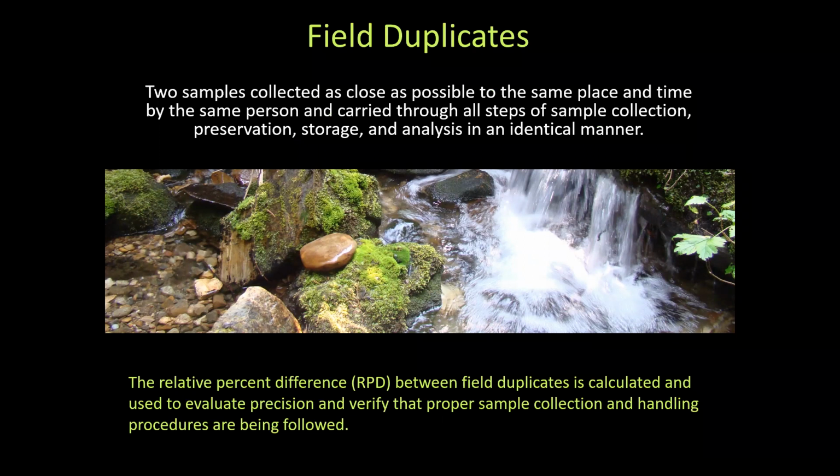So field duplicates are a common element of water quality sampling projects. Field duplicates are two samples that are collected as close as possible to the same place and time by the same person, and that are carried through all of the same steps of sample collection, preservation, storage, and analysis to ultimately produce two identical samples. And those samples are then submitted to the lab and analyzed, and the relative percent difference between those duplicates can be calculated and used to evaluate precision and make sure that proper sample collection and handling procedures were being followed.